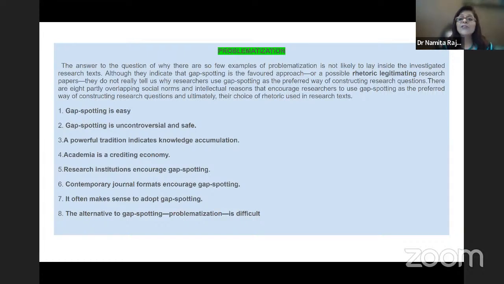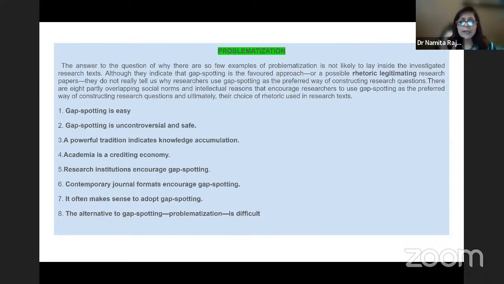Academia is a crediting economy. You cite my paper, I'll cite your paper. So it's easy to increase your h-index on Google Scholar. Talk about the Web of Science index, talk about the Scopus index. Academia is all about a crediting economy. So moving into gap spotting is an easier recourse for all scholars, with very few exceptions.